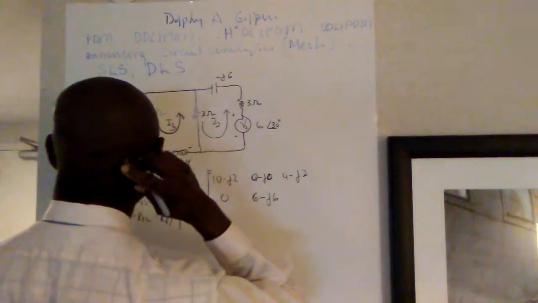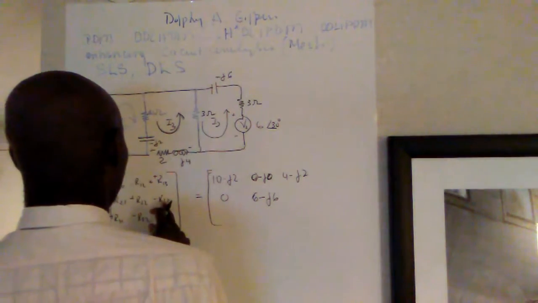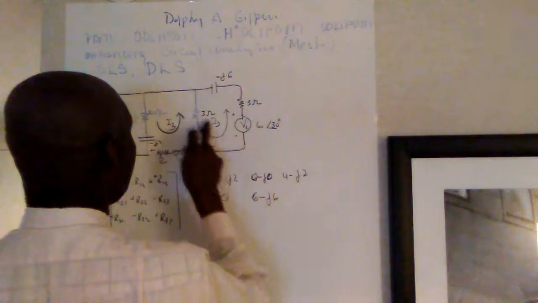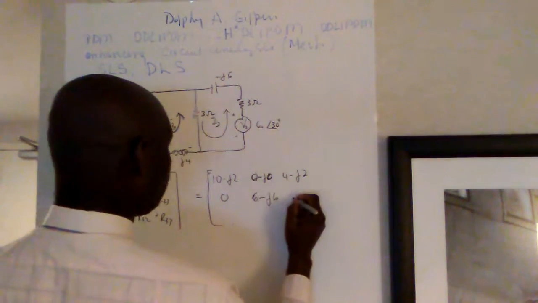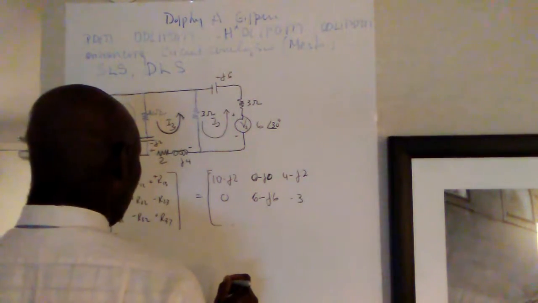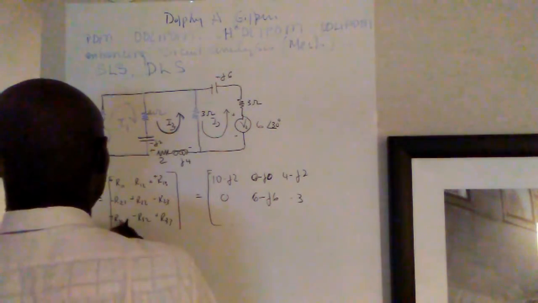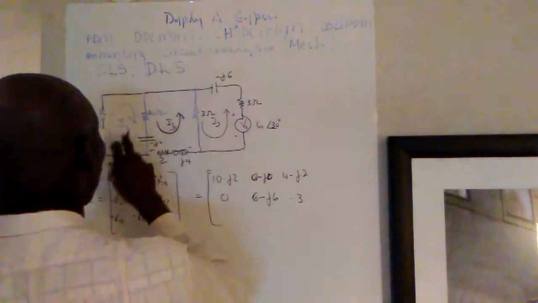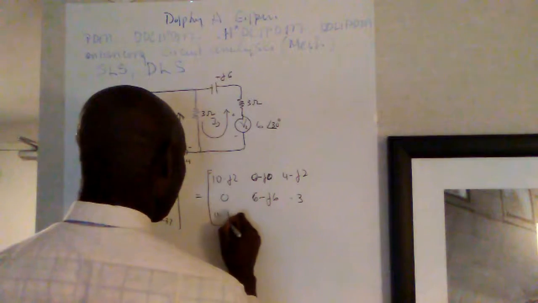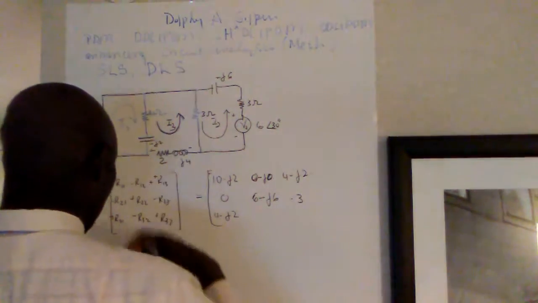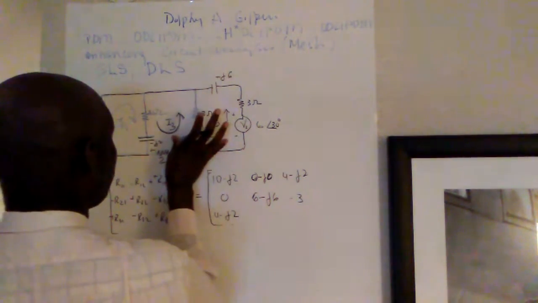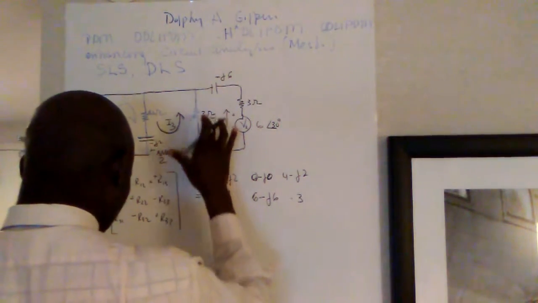And between R2, 3, 2 and 3 is only 3 ohms there, minus 3. Now between R3 and 1, 3 and 1, we have 4 minus J2. Between 3 and 2, mesh 3 and 2, we have only 3 ohms here again.